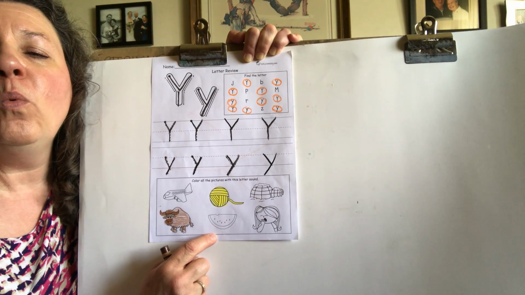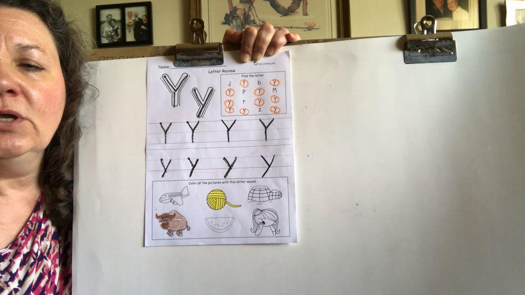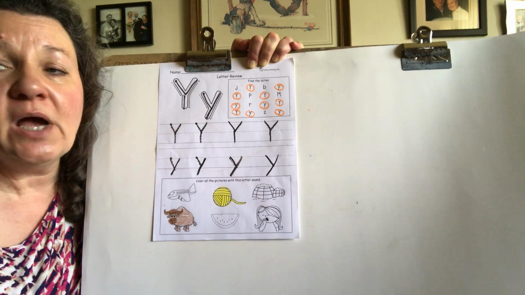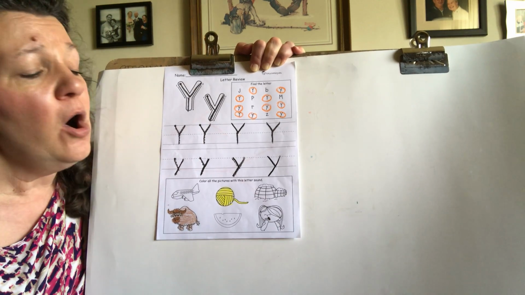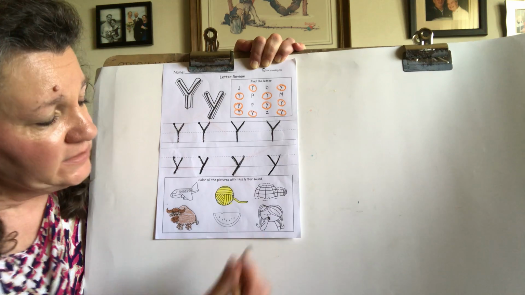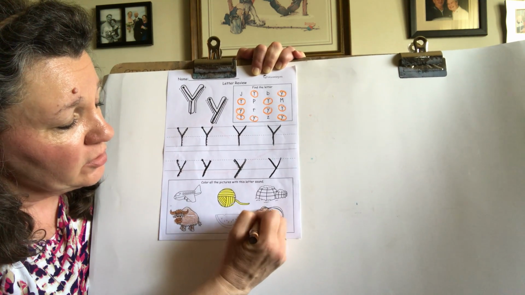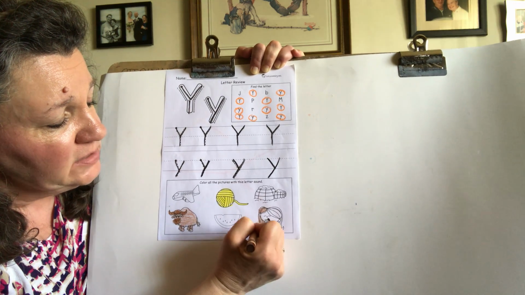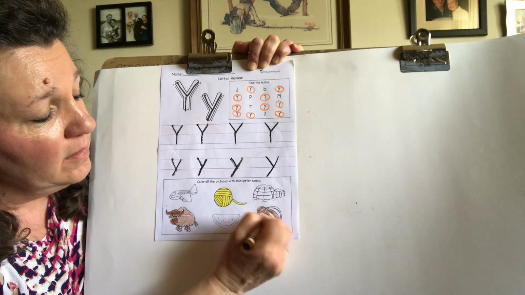And do you remember what this is? Watermelon. Watermelon. Do you hear that Y sound? No, that begins with a W. And what is this girl doing when she's tired? Yawn. Yawn. Can you hear that Y sound? Yes, so let's color in the girl because she is yawning. Okay, yawn begins with the letter Y.